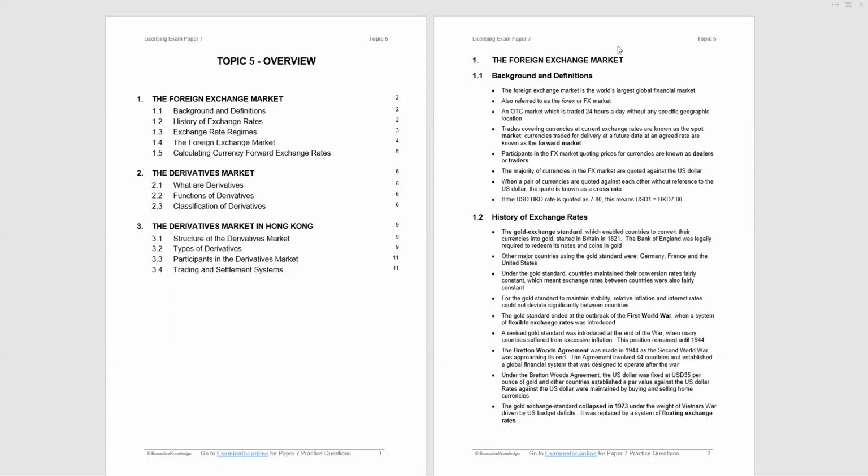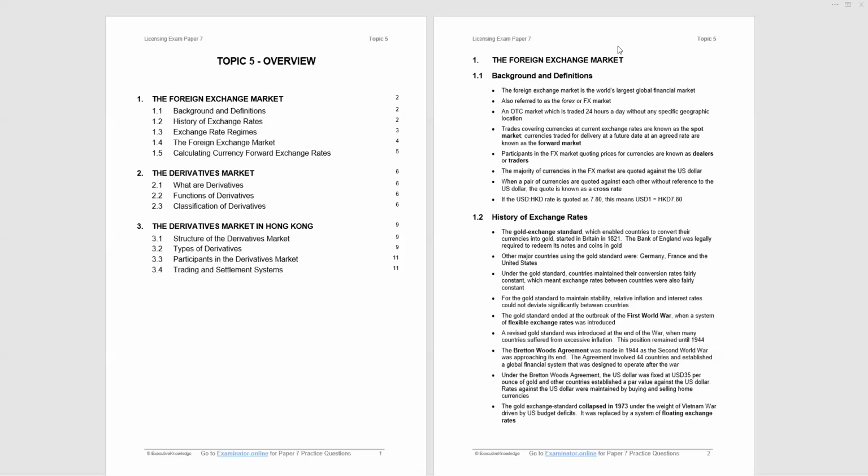Section 1.2 covers the history of exchange rates. If you're a history buff, this might be interesting. It's unlikely they're going to go into details of the First World War, etc., but I have seen the Bretton Woods Agreement pop up in a question. Third last bullet point on page 2 there.